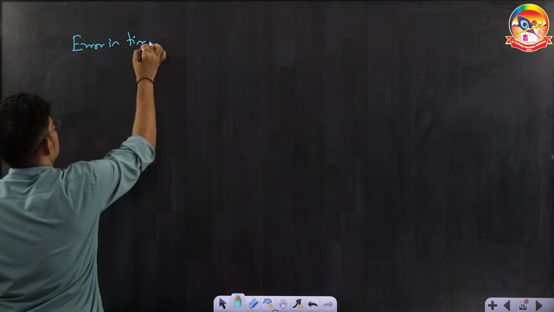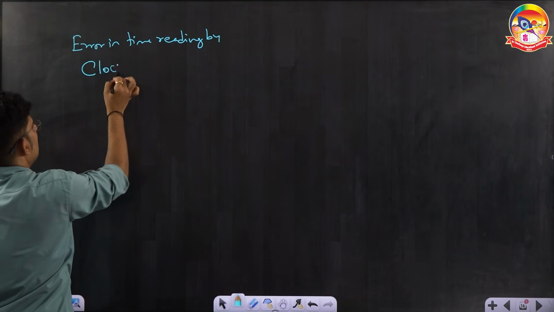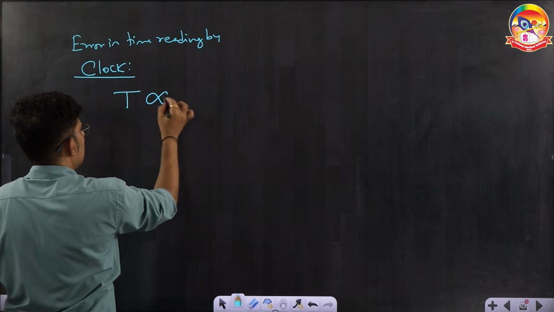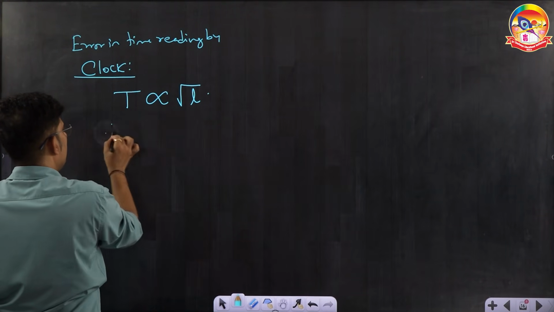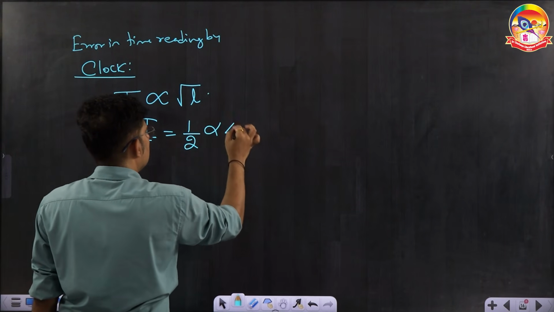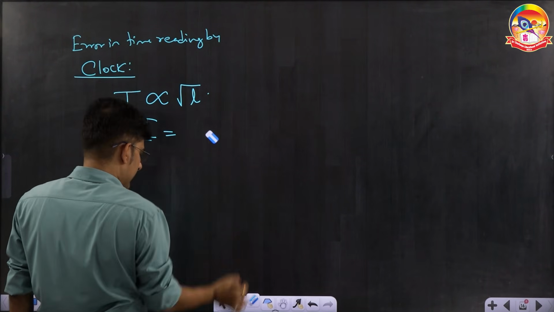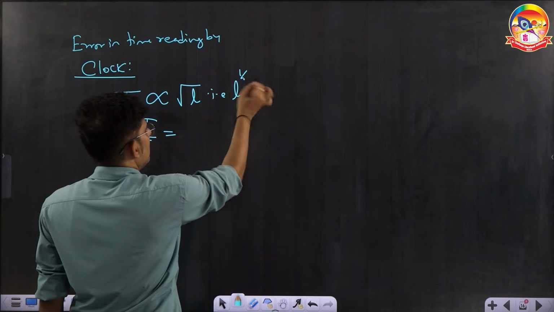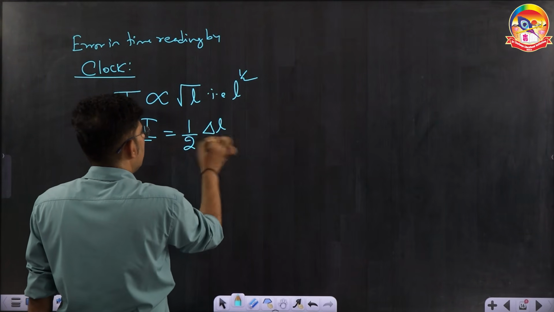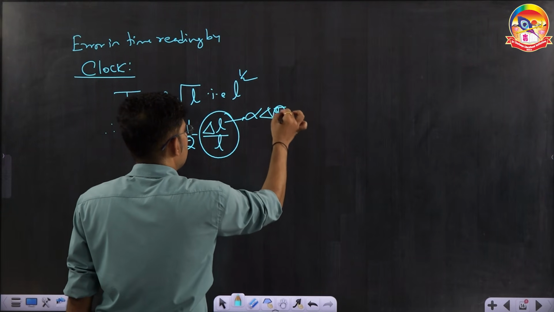Okay, next we have error in time reading by a clock. If it has a metallic pendulum, then we know time period is proportional to root L. So delta t by t can be written as half alpha delta theta. Why? Because the power is L to the power 1 by 2. In a pendulum the time period is proportional to L to the power 1 by 2, so half delta L by L. And what is delta L by L? It is alpha delta theta. Suppose the temperature change we are taking is delta theta.